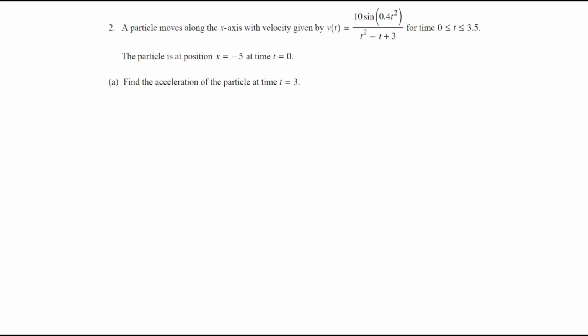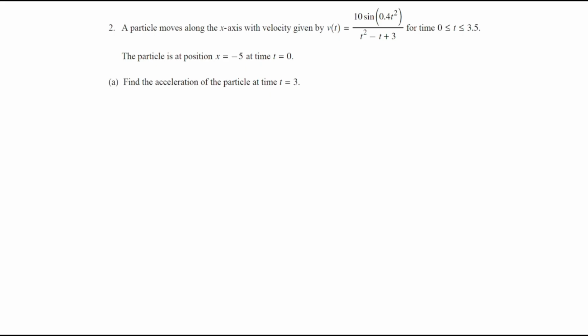All right, this is question number 2 from the 2018 AP Calculus AB exam. And it's a particle motion problem, right? We've got a particle moving along the x-axis with velocity given by that function there for time between t equals 0 and 3.5, and it gives us an initial position that the position is at -5 when t equals 0. So first thing it asks is to find the acceleration of the particle at t equals 3.